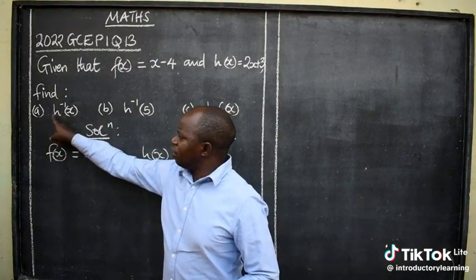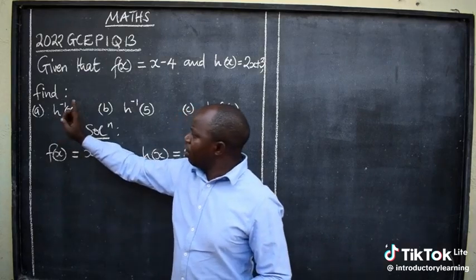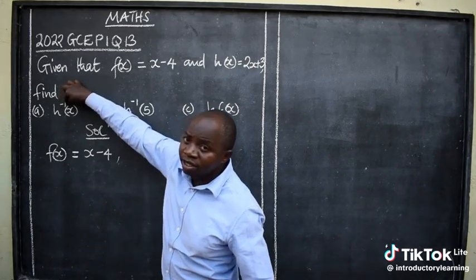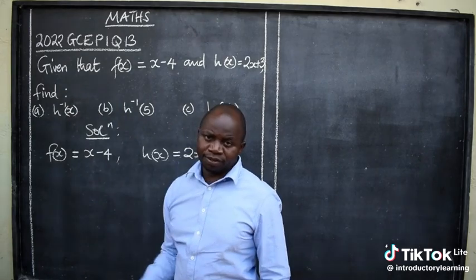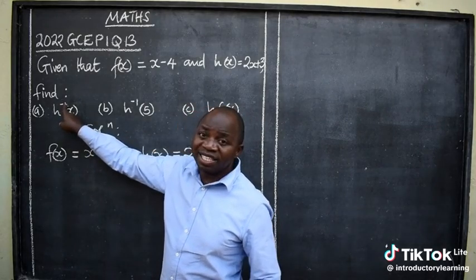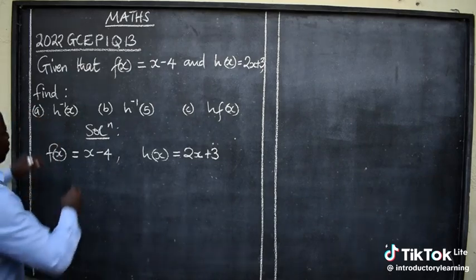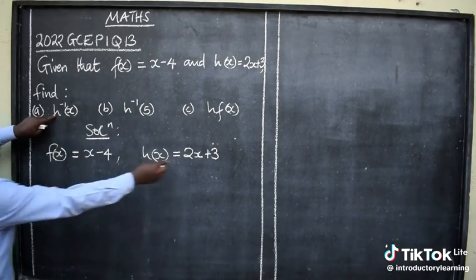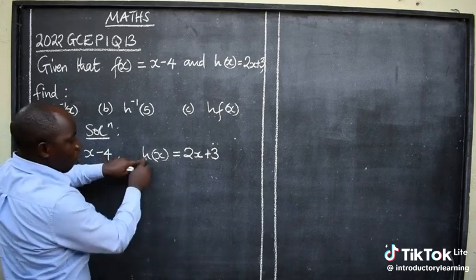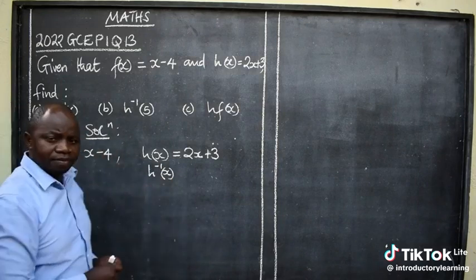The first part here says you should find the inverse of this function h. Why am I saying the inverse? Immediately you see -1, then it is inverse. The moment you see -1 here, they're saying inverse. So now how do you go about it? The function h is this one, not this one. They are saying we have to find the inverse of this function. That is what the question says.